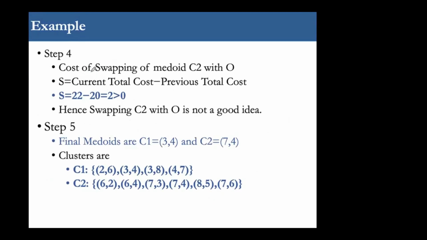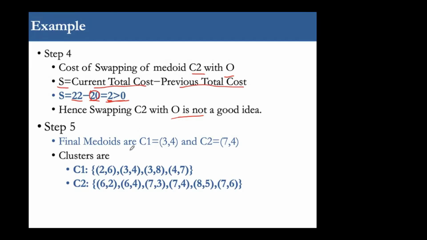Now we move to the fifth step. In the fourth step, we swapped C2 with O. Now we need to find the S value. How to find the S value? The current total cost minus the previous total cost. So the current total cost is 22 minus 20, which is equal to 2, which is greater than 0. It means that swapping is not a good idea. If it is greater than 0, swapping is not at all a good idea. The previous value was less, 20, so we can go for the previous clustering itself.